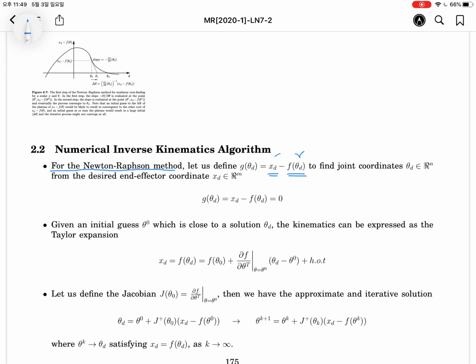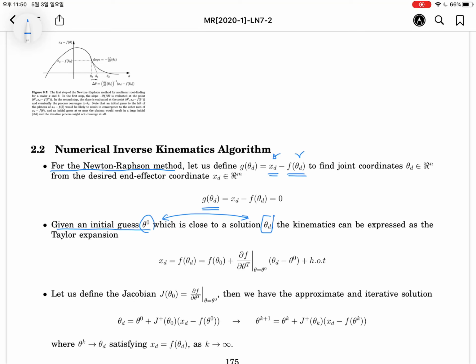Okay, zeta d will be the target value for a given xd, the end effector posture. That's the problem of IK. So let's denote g of zeta d as xd minus f of zeta d. Okay, for a given initial guess zeta 0, we will assume that zeta 0 is very near or close to the target value. Okay, that's the assumption.